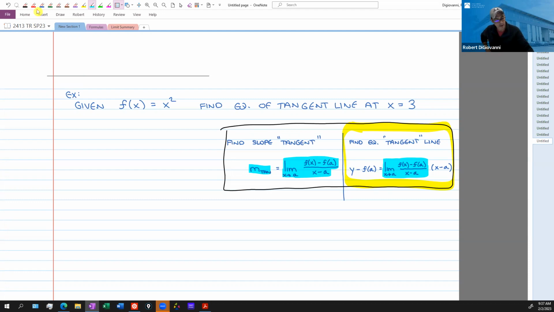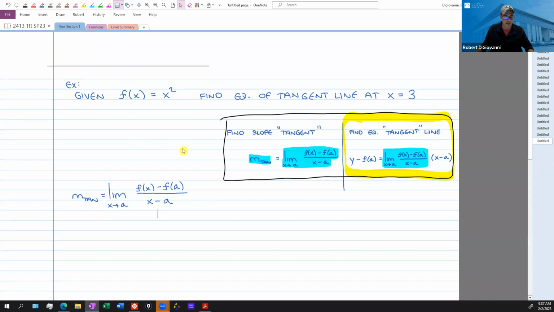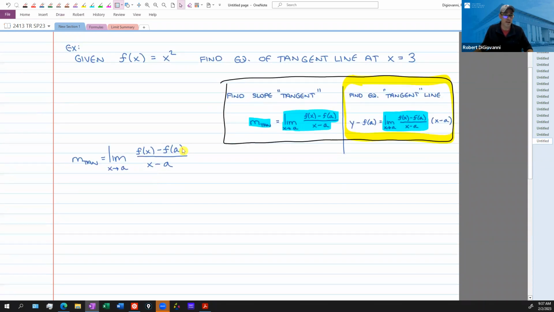So let's write down that formula. The slope of the tangent line will be equal to the limit as x approaches a of f of x minus f of a over x minus a. That's just me writing the formula down. Now, can somebody tell me what a is for us in this particular problem? What's a?